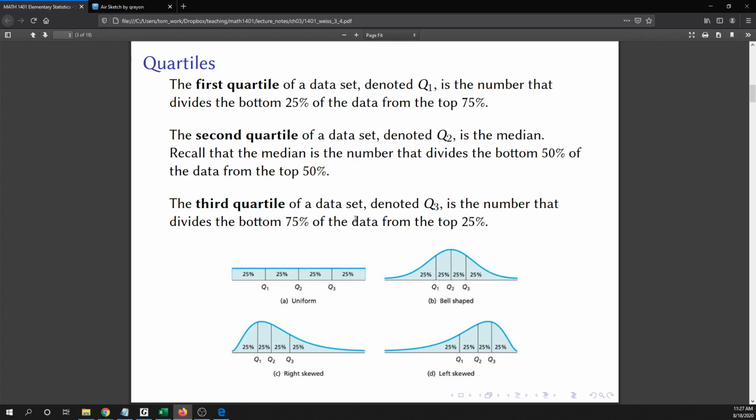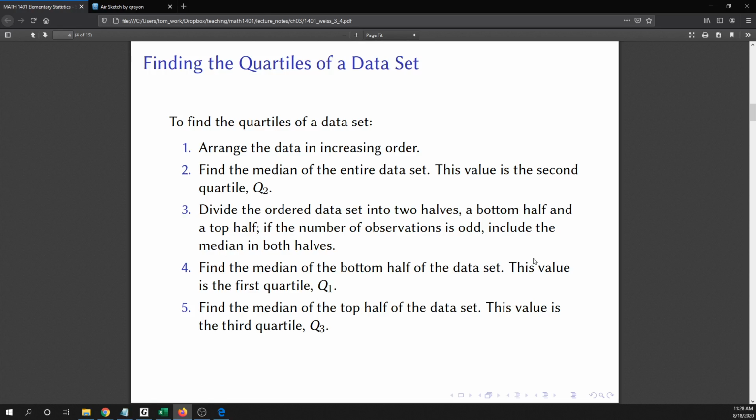And then the third quartile of a data set, denoted Q sub 3, is the number that divides the bottom 75% of the data from the top 25%. So here in these distributions, you can see Q3 labeled on each of the distributions, and there's about 75% of the data below Q3 and about 25% above on each of these distributions. Okay, so that's what the quartiles are.